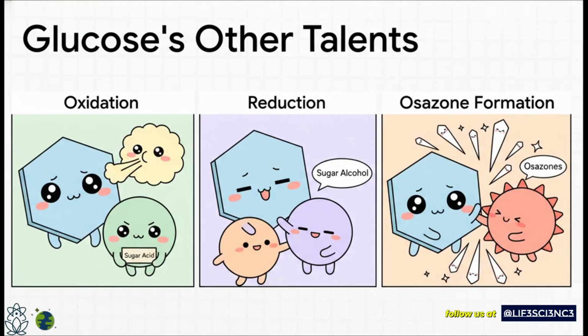But wait, there's more. This reactivity isn't a one-trick pony. It lets glucose and its cousins do all sorts of other things. They can be oxidized into sugar acids, or they can be reduced to make sugar alcohols like sorbitol. They can even react with certain chemicals to form these really beautiful, distinctive crystals called osazones. Back in the day, this was a huge deal for chemists trying to figure out which sugar they were looking at.